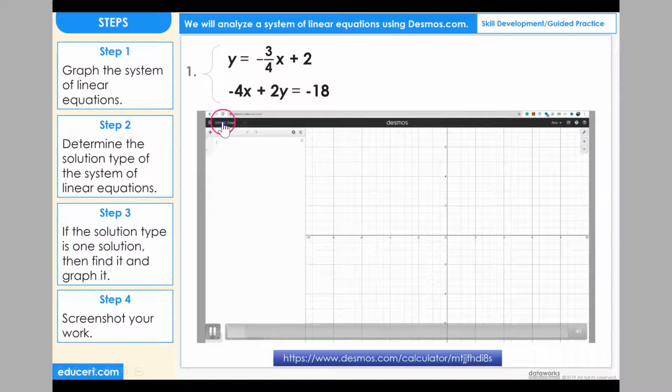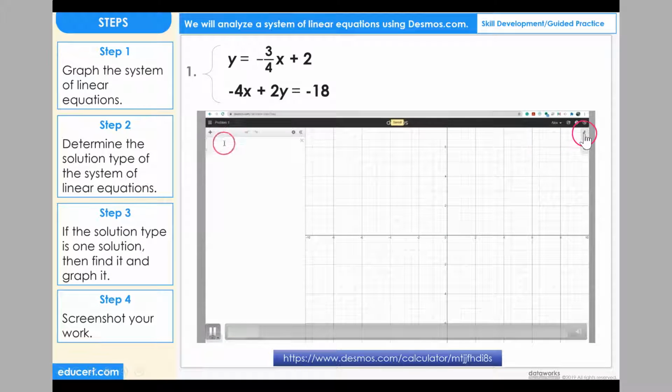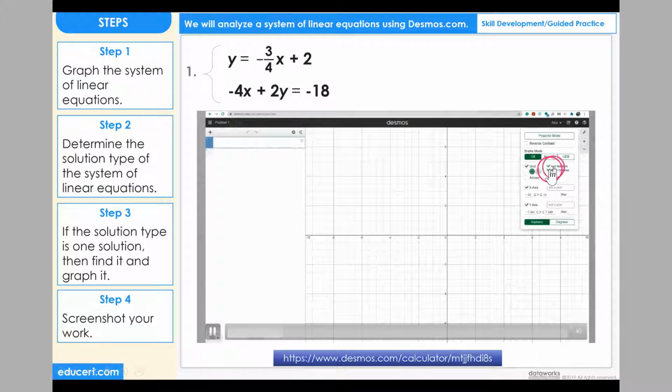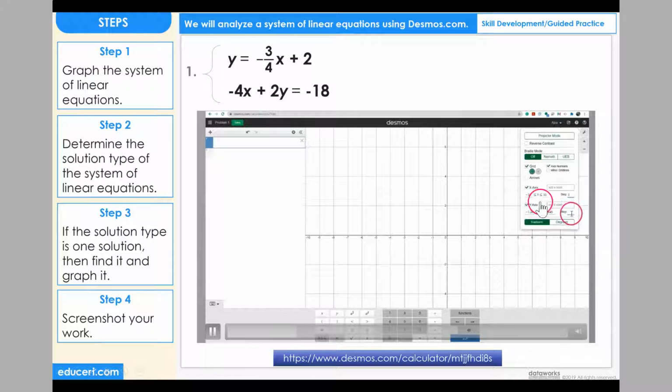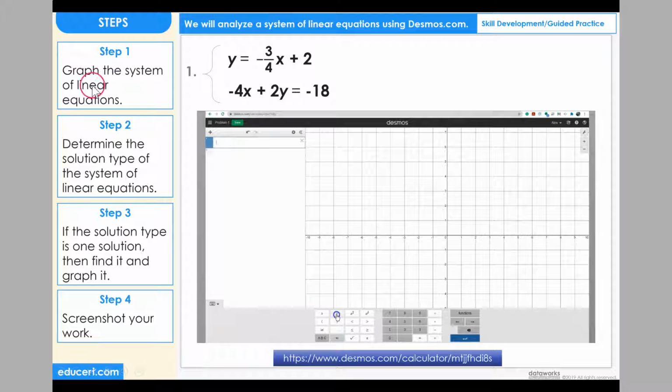We can name our graph and also go to the wrench settings up in this top corner, turn off minor grid lines, and set the step for x to 1 and the step for y to 1 as well. We can now begin with step number 1, which is to graph the system of linear equations.